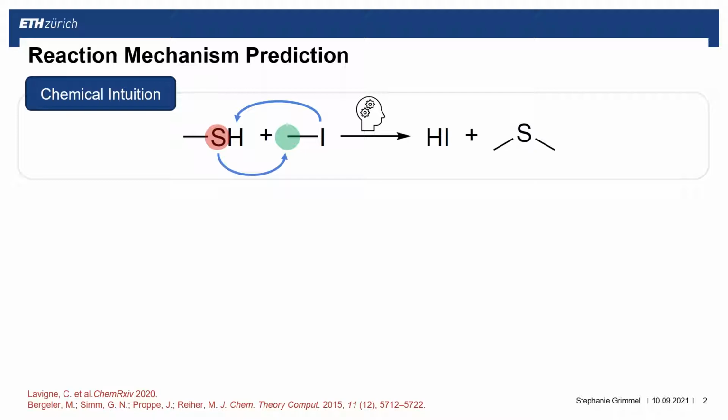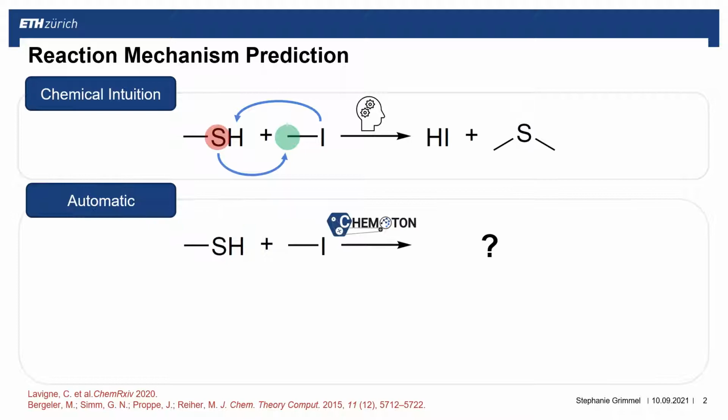Still, large-scale investigations in this manner are tedious. And that is one reason why we in the Reiher group developed the software Chematon that allows us to explore reactions automatically.